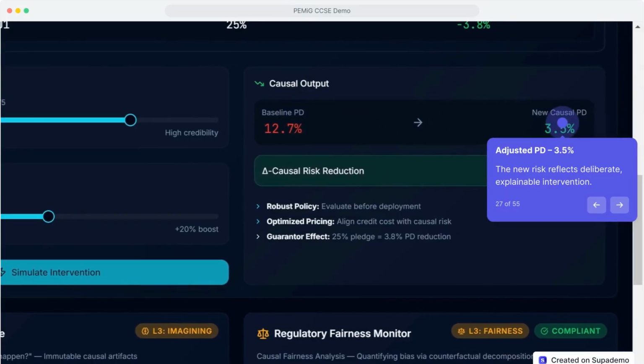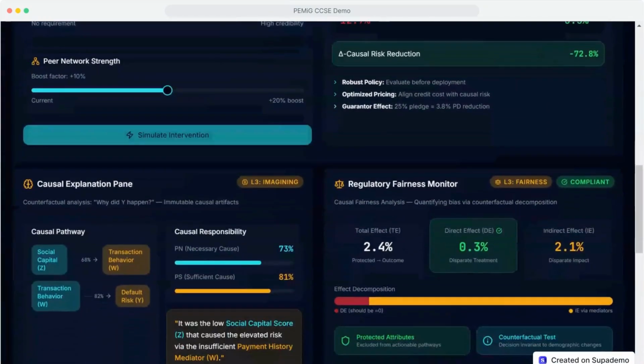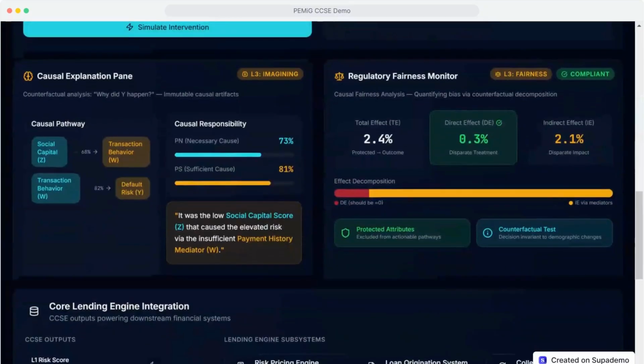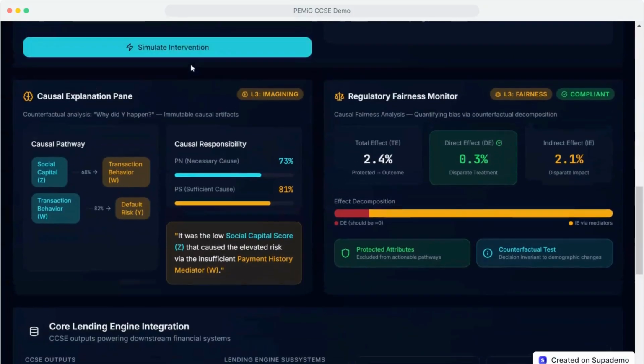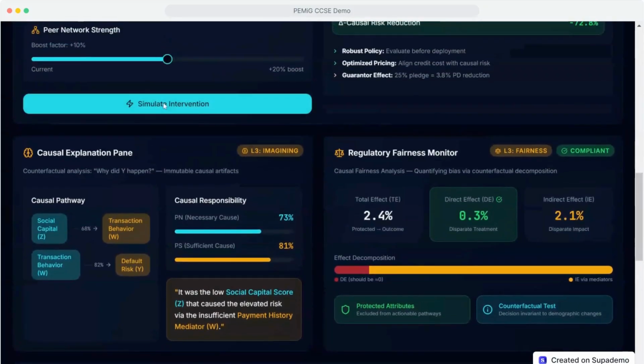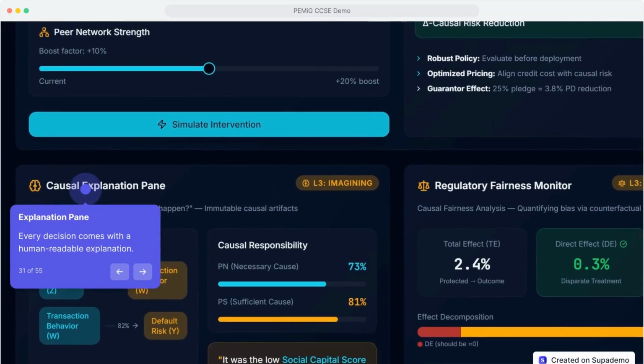Now that we've made some changes, let's ask, why did those changes happen? In L3, imagining, PEMiG shows you the causal pathways behind the risk. We'll highlight things like social capital, transaction behavior, and default risk, explaining exactly how one factor influenced another. For example, if a borrower's social capital score is low, it might indicate weak social support, which can increase default risk. But understanding that lets us help the borrower improve.